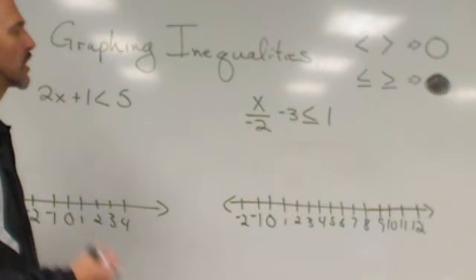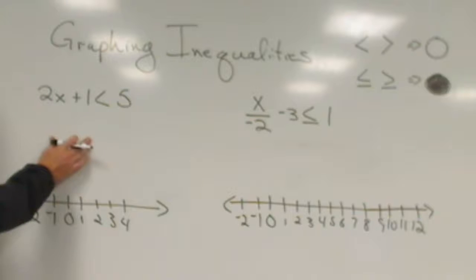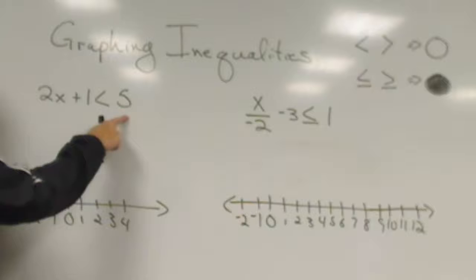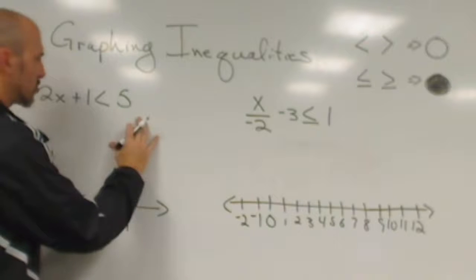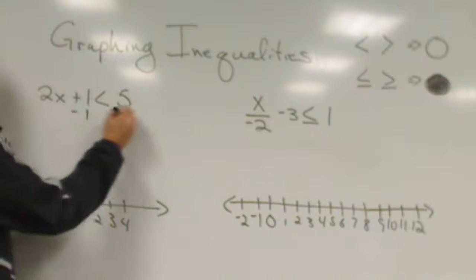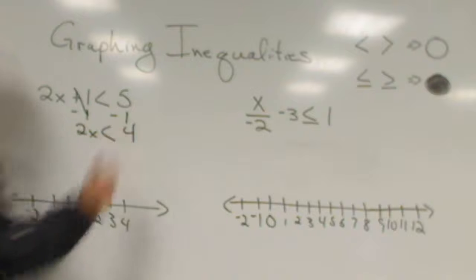There's really only one thing you need to know. You need to solve the inequality, so we'll start with this one right here and go ahead and solve it. This says 2x plus 1 is less than 5. So again, you solve this two-step inequality the same way you would solve a two-step equation. So I'm going to subtract 1, they cancel, and 2x is less than 4.